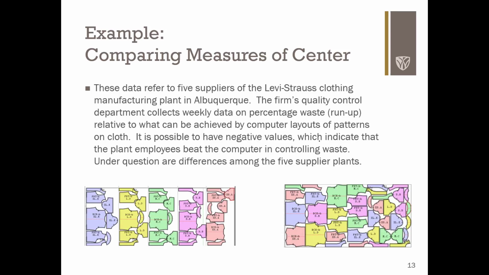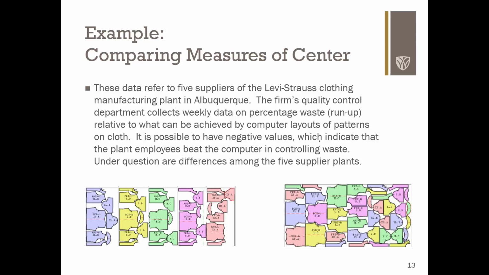So let's look at an example and compare these measures of center so we can understand what they're telling us and how we might use them. We'll carry this example through for measures of spread as well. This particular example is looking at a supplier to the Levi Strauss clothing manufacturing plant. The goal here is to make sure that we're minimizing waste. Waste is the amount of fabric that is not used because the pattern is not laid out properly on the fabric.